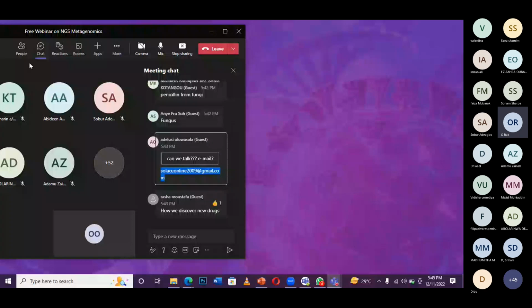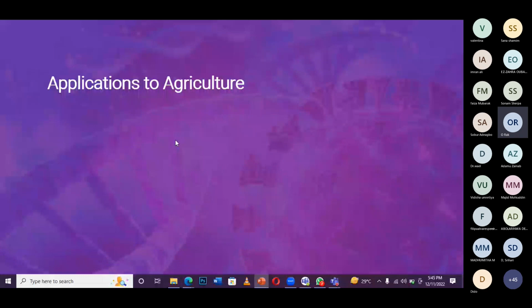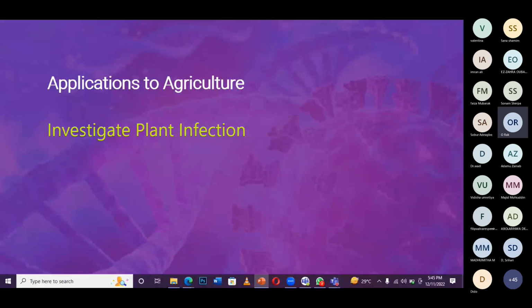So, as I was saying, let's proceed to applications to agriculture. We have investigating plant infections. You can explore microbial genomics in terms of applications to agriculture, based on investigating plant infection. We have a lot of plant infections that are caused by bacteria itself.